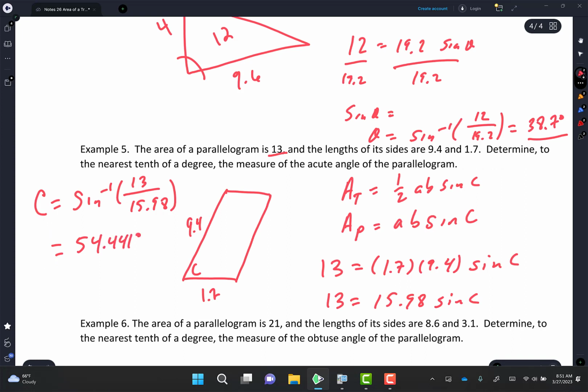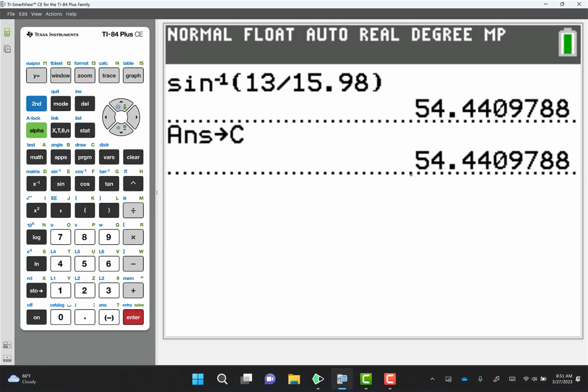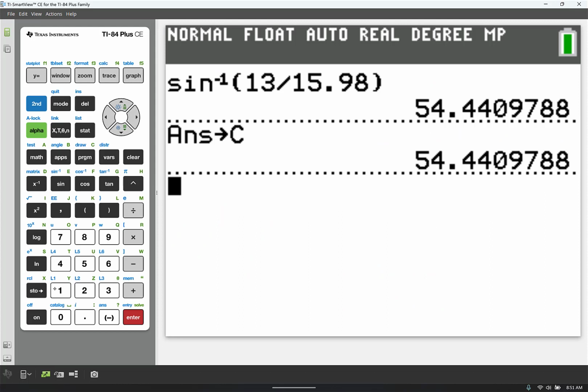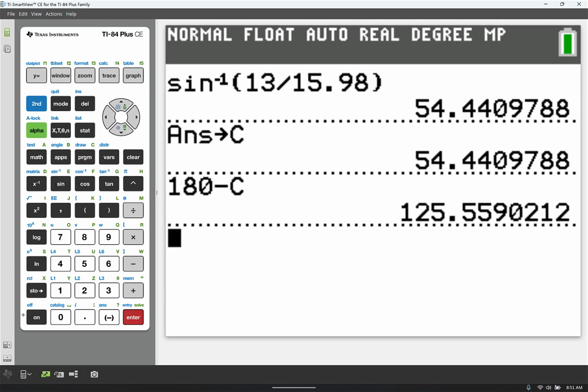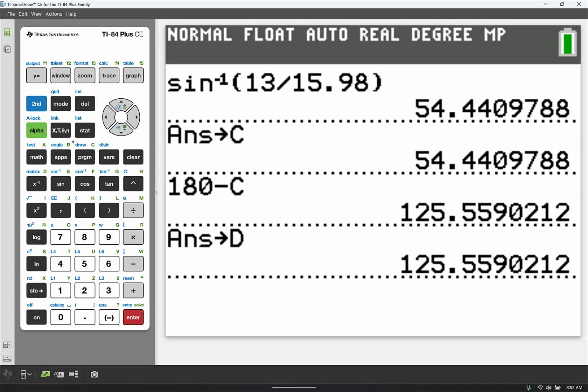That's this angle. What if I wanted angle D? Remember I told you guys that they both sum up to 180? So all I got to do, and I'm going to show you something super awesome, check it out: 180 minus that. I'm going to put alpha C. And I'm going to store this to D, guys. Store alpha D. Because I want to show you guys something. So watch. 125.5. This is just extra.